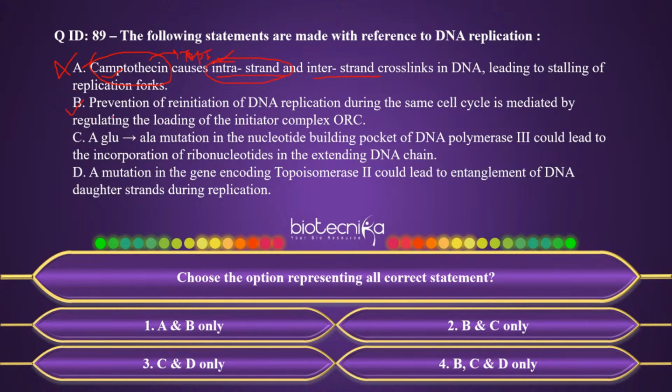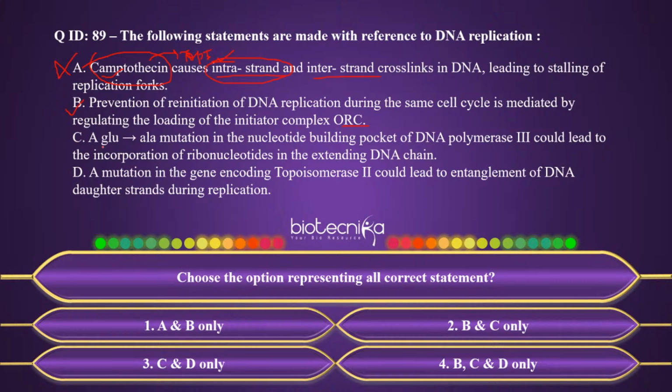Then the second option says the prevention of the reinitiation of DNA replication during the same cell cycle is mediated by regulating the loading of the initiator complex ORC. So this particular option is also incorrect. This is not the correct one. ORC is not responsible for preventing the reinitiation of DNA replication.